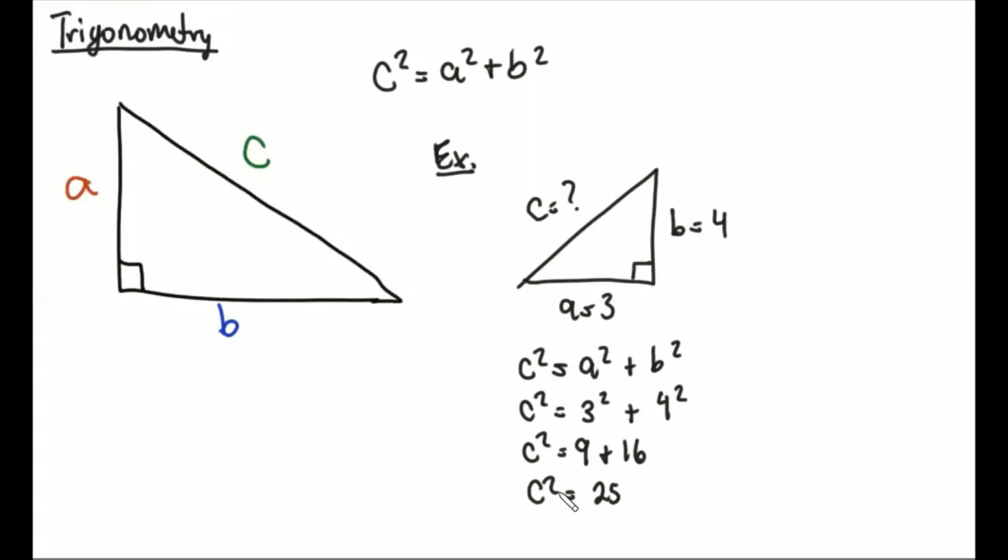Now, to get rid of this square on the C, we need to take the square root. The square root and the square will cancel each other out to give us just C. But since we're doing it to one side of the equation, we need to do it to the other side as well. So the square root of 25 will give us 5. So the answer to the question here is that C is equal to 5.